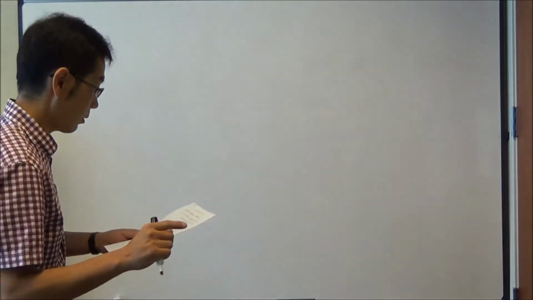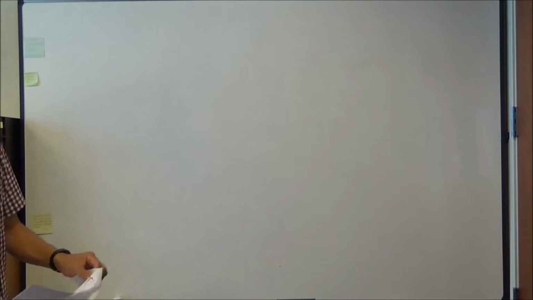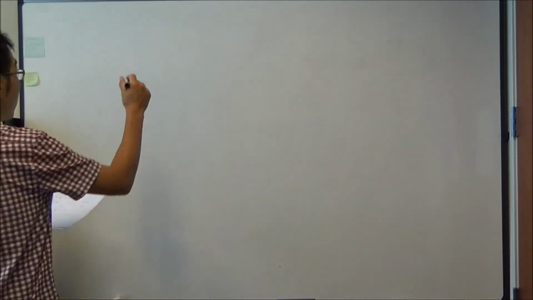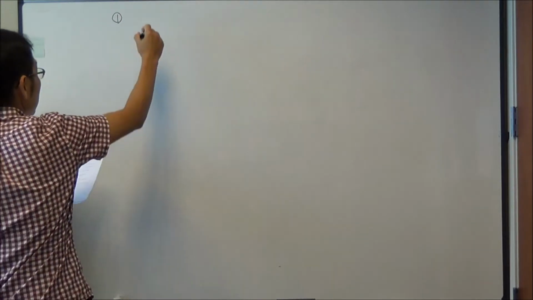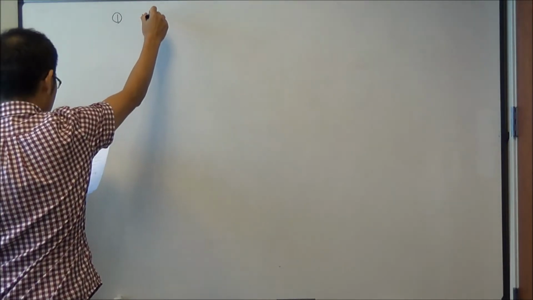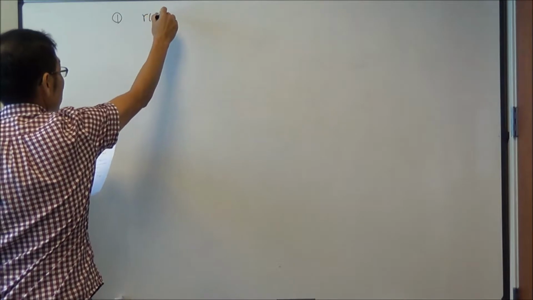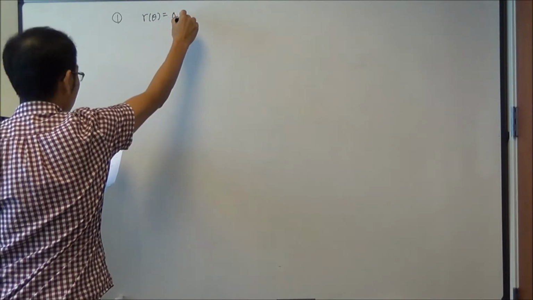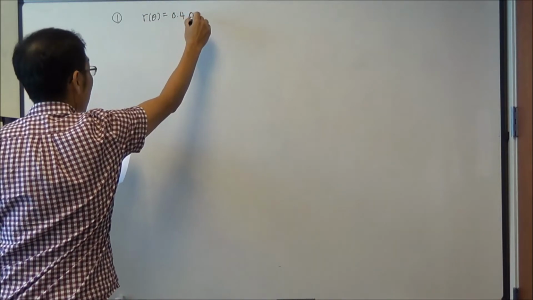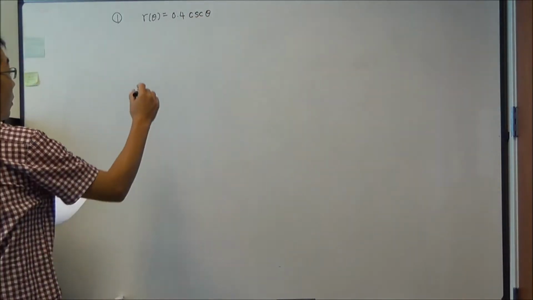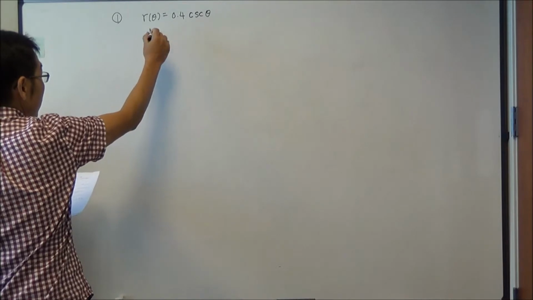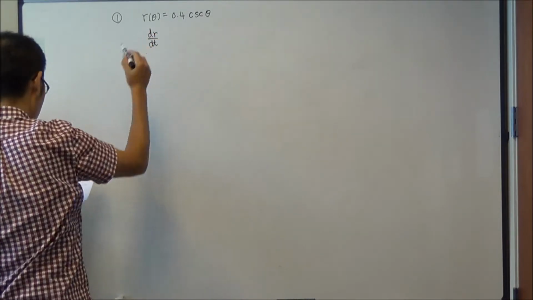The first one is that we need to find the derivatives of this one. Okay, so let me see your homeworks. So number one: r as a function of theta is equal to 0.4 cosec theta. So I want to find dr over dt. Okay? That's our first question.